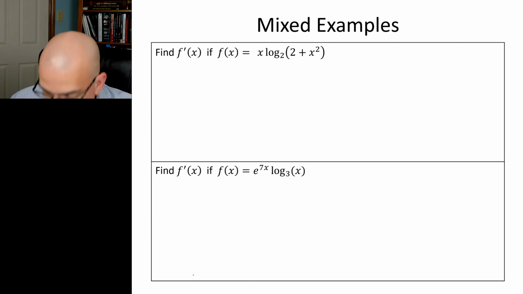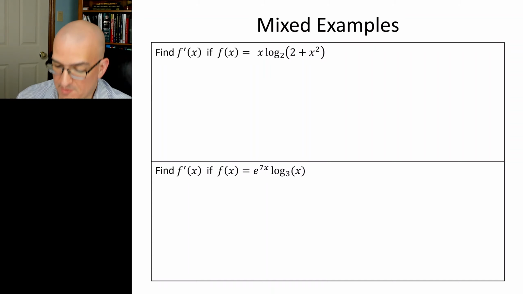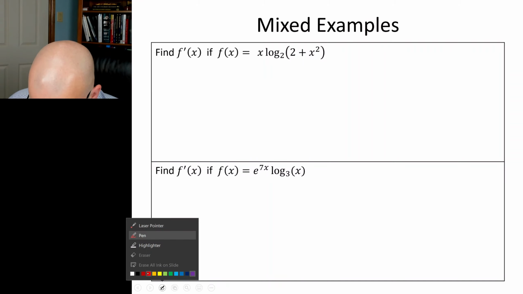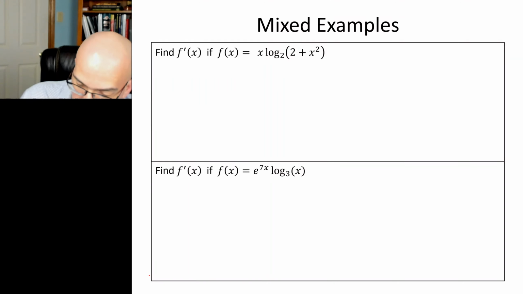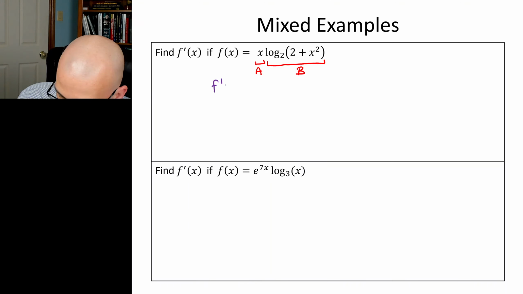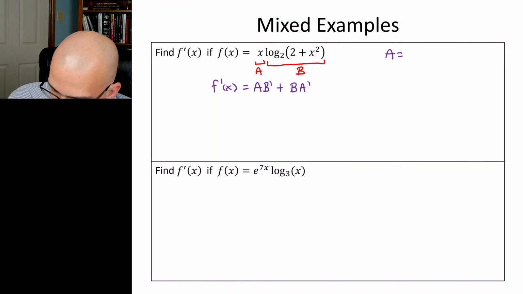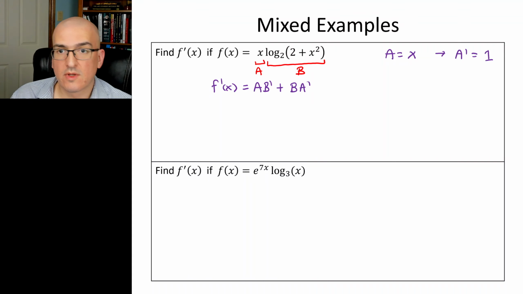Okay, just like all the other examples, we're now going to combine this derivative rule with our other derivative rules, like the product rule, for example. So we have the derivative of x multiplied by log base 2 of something. This is a product of functions. The first function I'll call a, the second function I'll call b. When we take the derivative, we'll have a times b prime plus b times a prime. A is just equal to 1 times x, and the derivative, a prime, is going to just be 1.